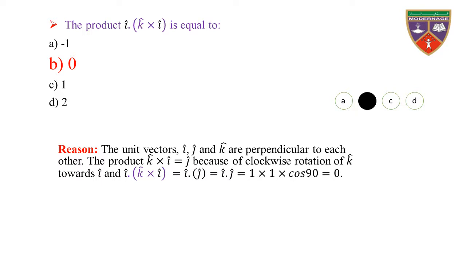The product K cross I is equal to J because of clockwise rotation of K towards I. So I dot K cross I is equal to I dot J, which is equal to 1 into 1 into cos 90 degree, because the angle between I unit vector and J unit vector is 90 degree, which is equal to 0 because cos 90 is 0. Hence, the product I unit vector dot K unit vector cross I unit vector is equal to 0.